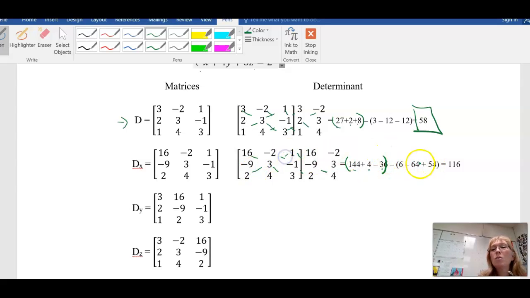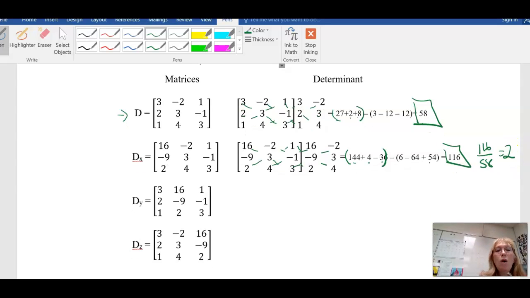2 times 3 times 1 is 6. 1 times negative 4, negative 4 times negative 1, negative 4 times 16, 64. 3 times negative 9 times 2, 54. Subtract those two and we get 116. Now to find the actual value of x, we take 116 divided by 58, your denominator, and that equals 2. So x equals 2. So now we got to find y.